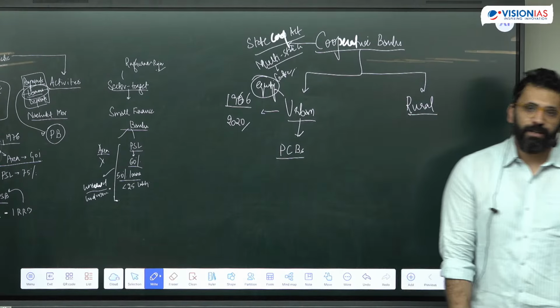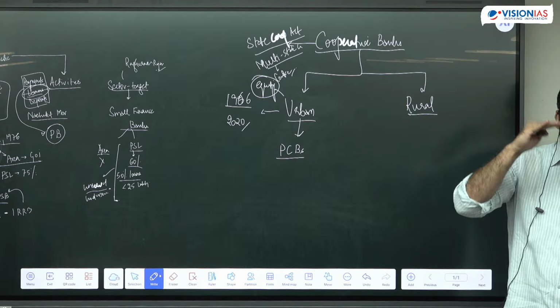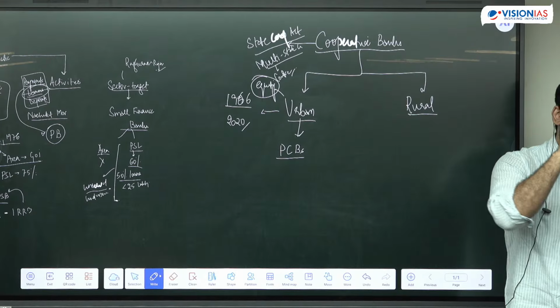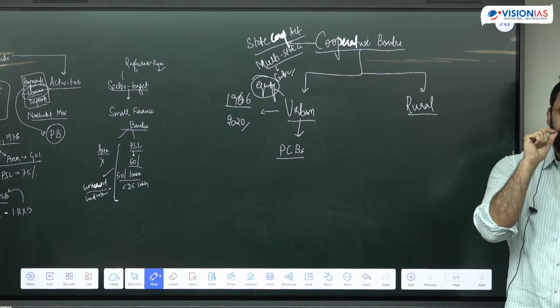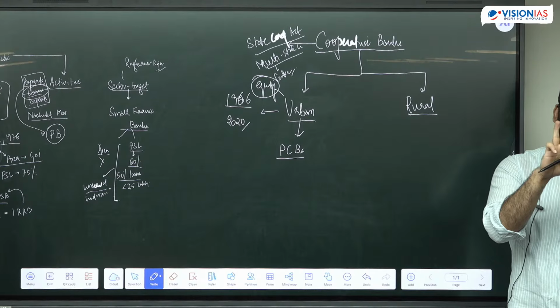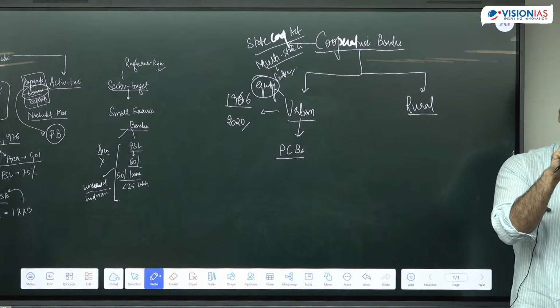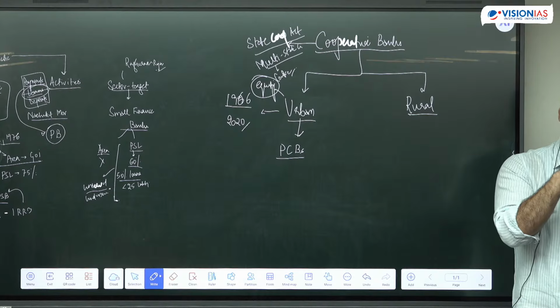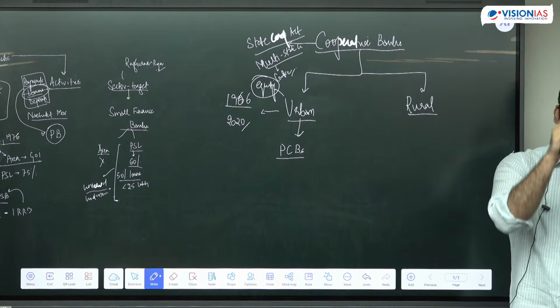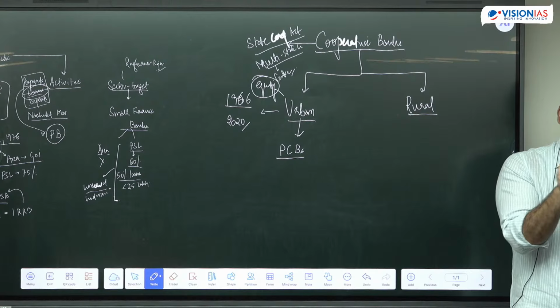I've given you some regulations of the urban cooperative banks. It's also a layered structure. And second, the prompt corrective action. I'll tell you about prompt corrective action today. Prompt corrective action is of 3 types. One is for scheduled banks, the other is for urban cooperative banks, and the third is for NBFCs. The indicators and the steps are completely different.